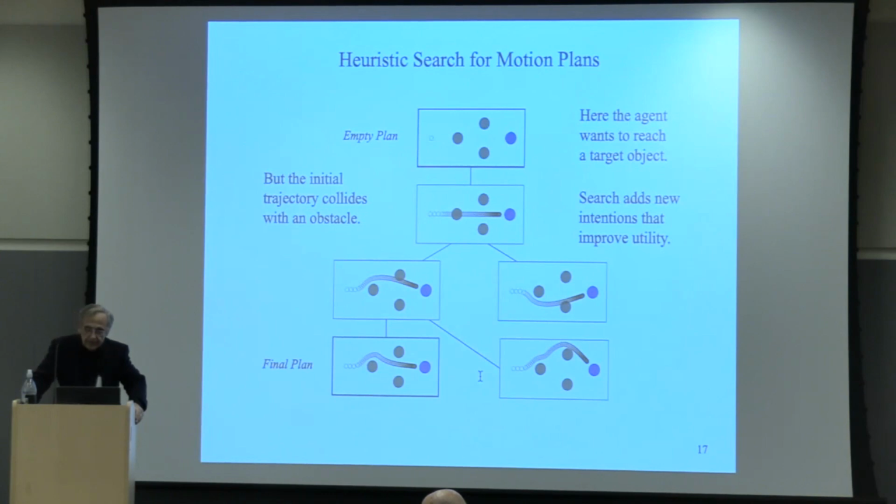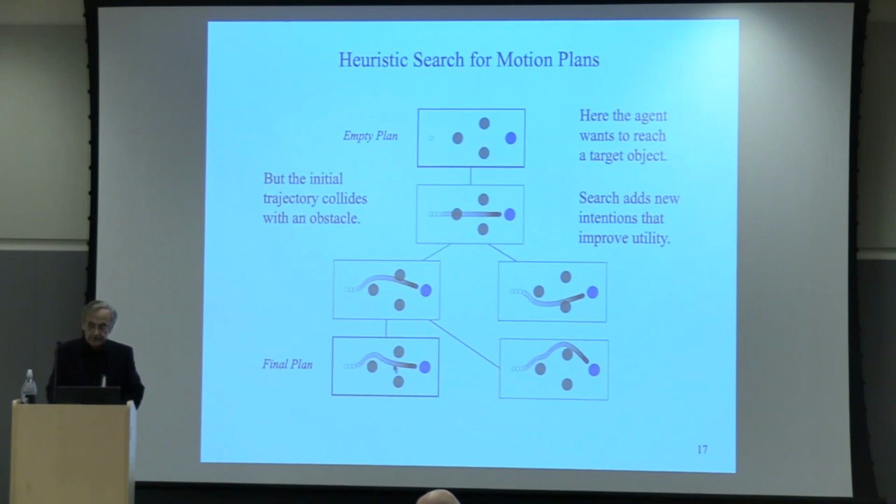And here's a simple example. So the agent wants to reach this target object on the right, the blue one. It starts with an empty plan. It retrieves one intention, just to go there. That trajectory goes right through that first obstacle, so that gives high negative utility. It then says, okay, well, maybe I should add an intention to help. There's two options. You can avoid that obstacle on the left or on the right. It tries them both. They actually give the same utility score overall.